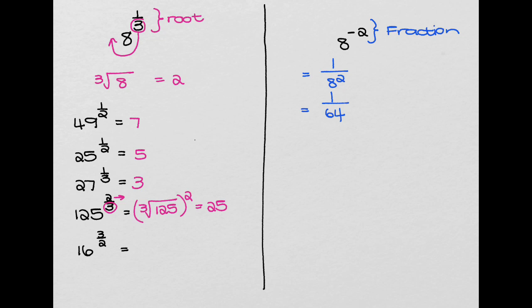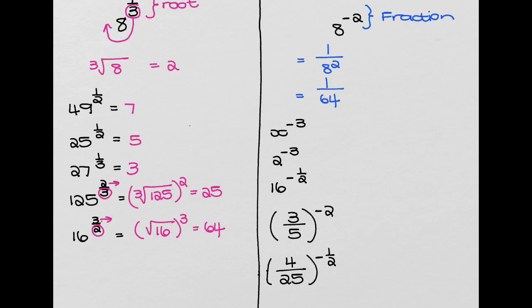For 16 to the power of 3 over 2, the 2 is the root. So it's the square root. The 3 is the power. So it's asking you for the square root of 16 and then cubed. So the square root of 16 is 4. 4 cubed is 64. Those are powers, those are when the power is a fraction.